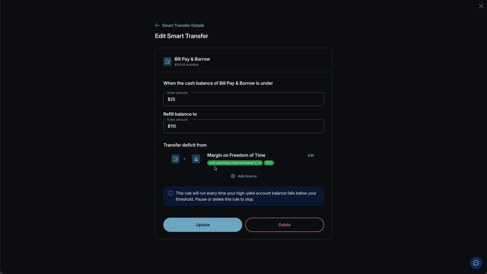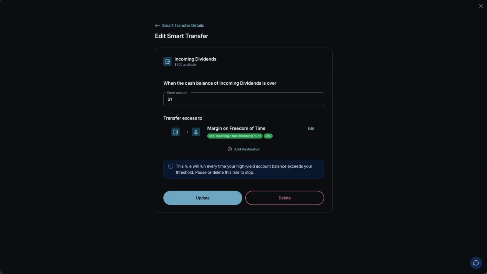Look on the screen, there is another rule called until reaching a total borrow percent of 12%. The 12% cap is a safety rail. If my margin balance ever hits 12% of the portfolio value, the rule stops borrowing. That keeps me well below the danger zone for a margin call. Right now, I'm sitting at about 1.7% LTV. So there is a lot of room.